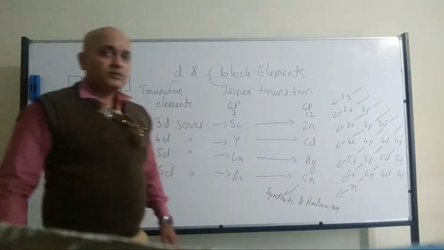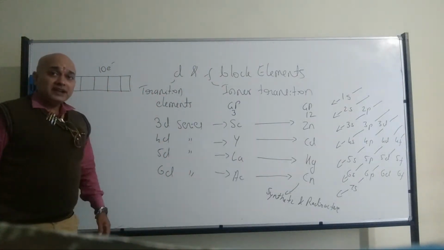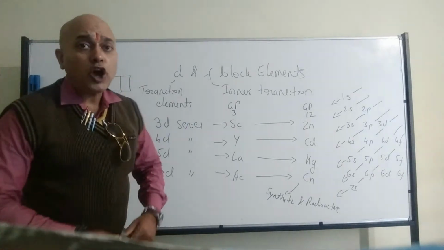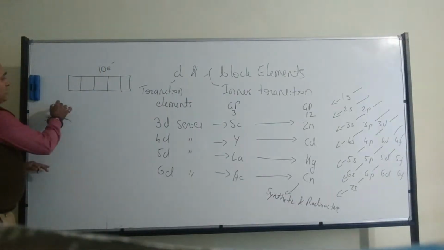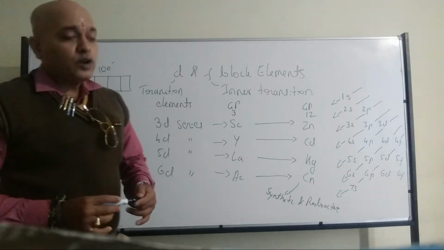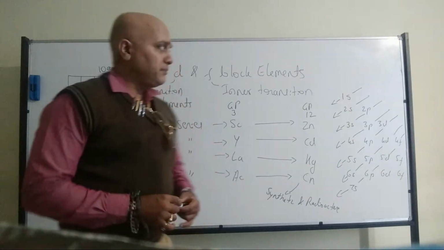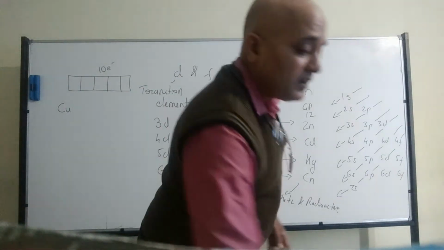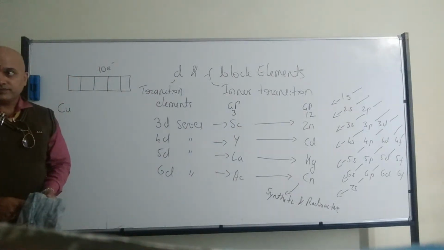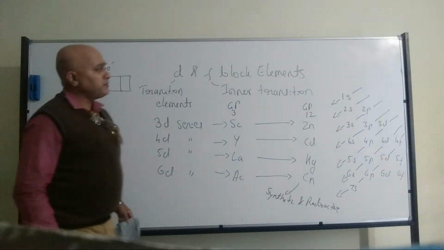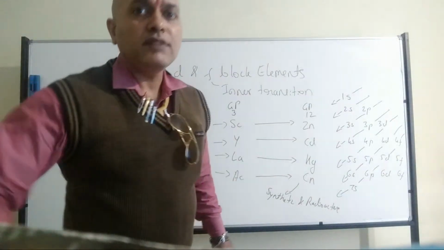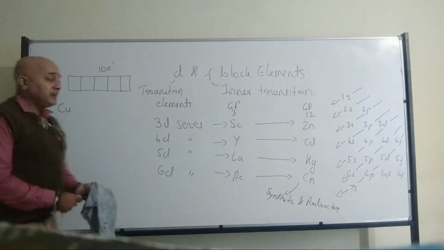Now, when it comes to these elements, we have copper. I will take a common example. Can anyone tell me the atomic number of copper? It is just before zinc. What is the atomic number? It will be 29.